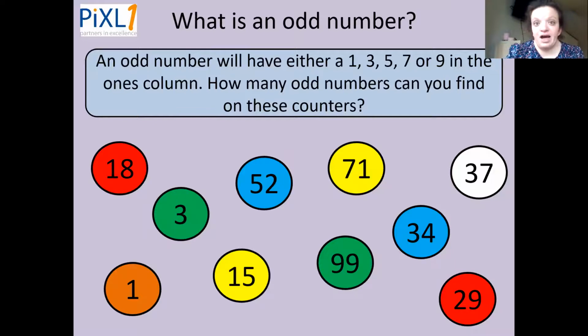So an odd number will have in its ones column a 1, a 3, a 5, a 7, or a 9, because they're the ones numbers which can't be divided equally into two equal groups. So have a little look here and see if you can work out the odd numbers that are on these counters. Off you go, pause the screen now.